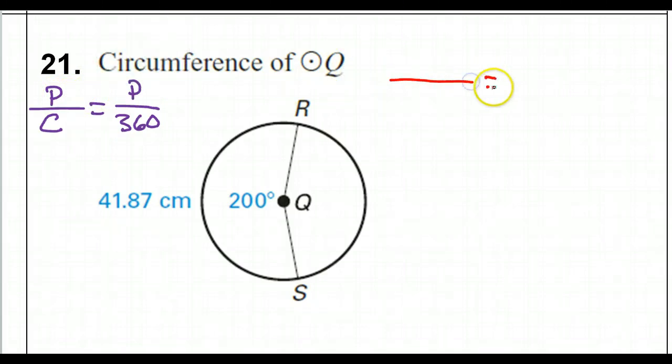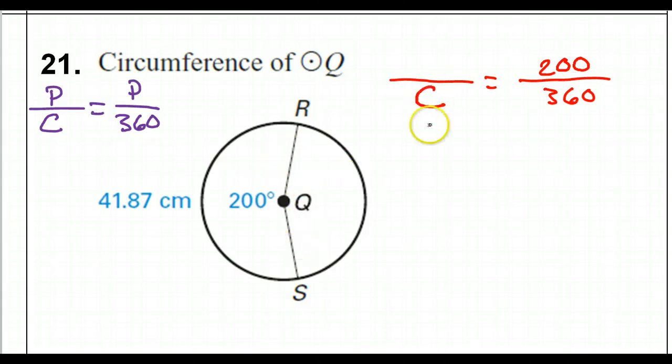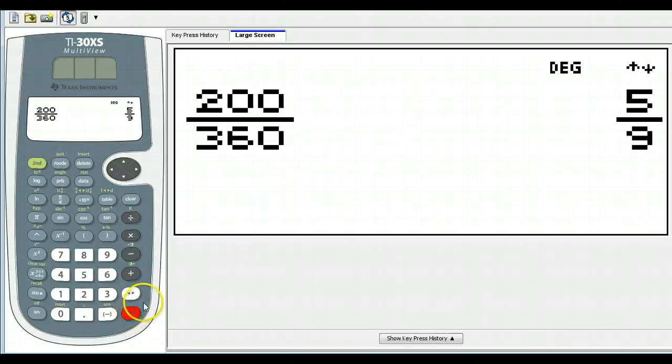When we go to set this up, of course we will have our 360 right here, but the partial degrees, whoops, where'd that come from? 200 degrees. Now, we are looking for the circumference. We don't have the radius, so we cannot just calculate it. But we do have this partial length, the arc length. That partial length will go here, 41.87. So we just want to reduce and cross multiply. Alright, 200 over 360 is 5/9.